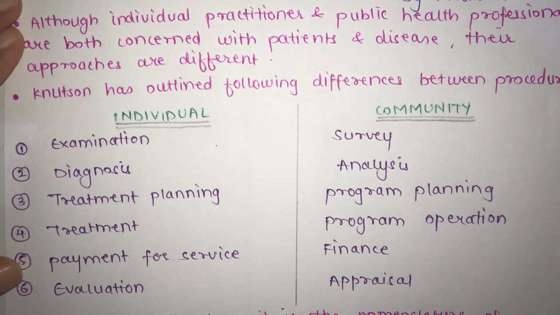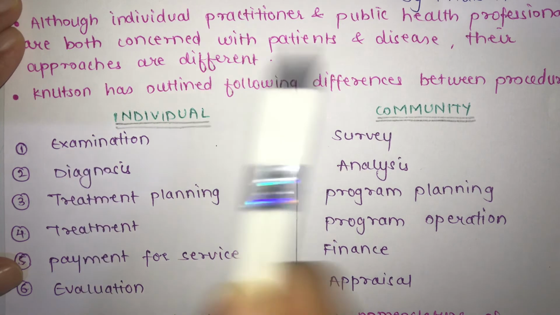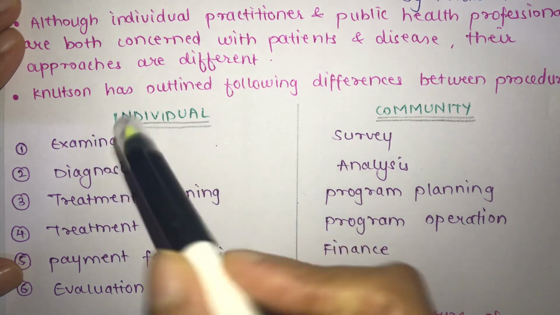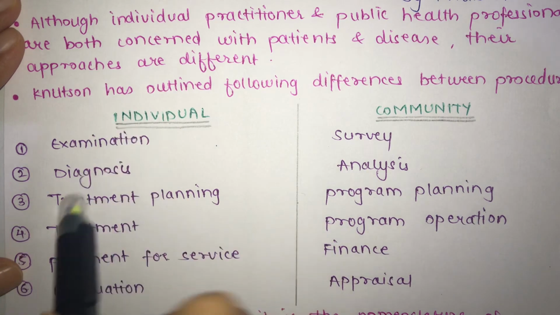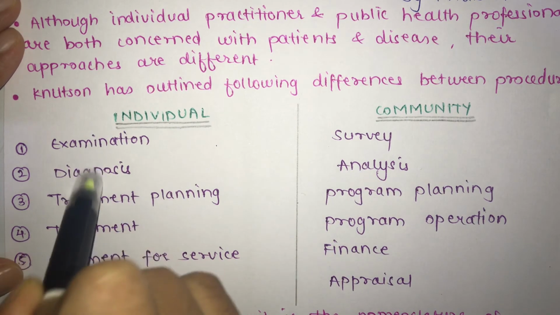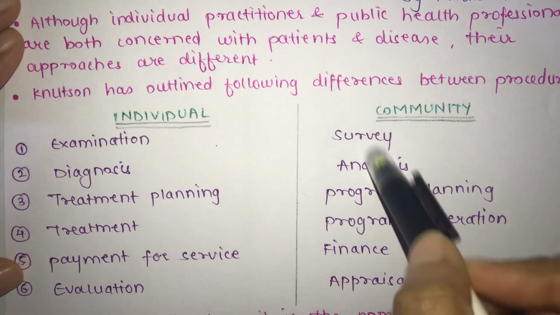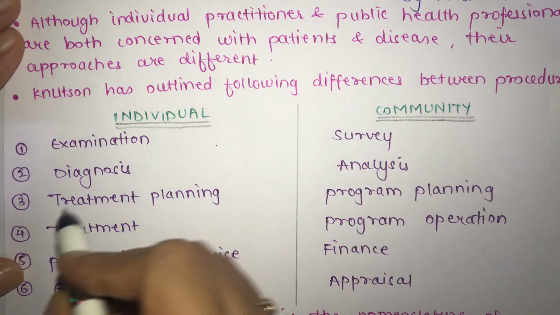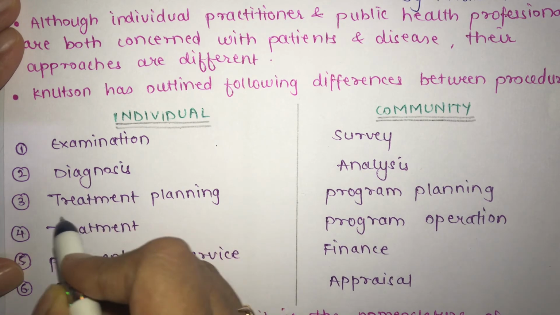In an individual there is examination, and that examination in a community is known as surveying. So you are surveying the whole community, and over here you have just examined that patient. Then there is diagnosis. After examining, you put up a diagnosis. Over here there is analysis. After surveying, you do the analysis of it. Then there is the treatment plan. After diagnosis, you give a treatment plan.